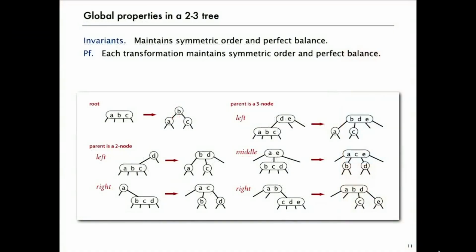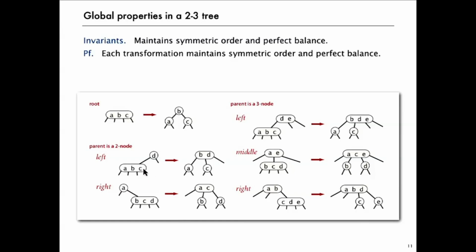The two things that are critical is that in a 2-3 tree, we always have symmetric order. That is the order that we defined for 2-nodes and 3-nodes. And we also have perfect balance. The distance from the root to the bottom is always the same. And to prove that, we just need to show that each transformation maintains symmetric order and perfect balance. And these are all the possible transformations that we could do. If we split the root, then that's what happens at the root. And if there was perfect balance before, there's perfect balance after with the height 1 bigger.